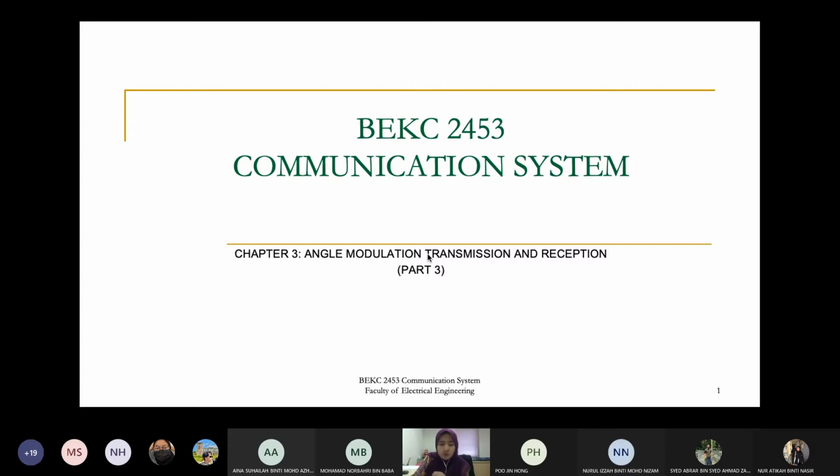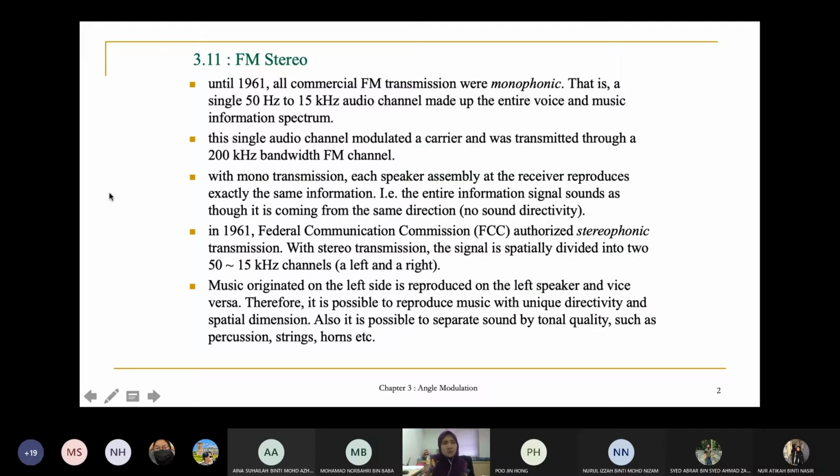Okay, so for chapter 3, part 3, the first subchapter, 3.11, is on the angle modulation application. So where is this angle modulation used? I'm sure that you all know what FM stereo is. If you have a radio, I'm sure you know what FM stereo means. As a start, this is a history of the FM stereo itself.